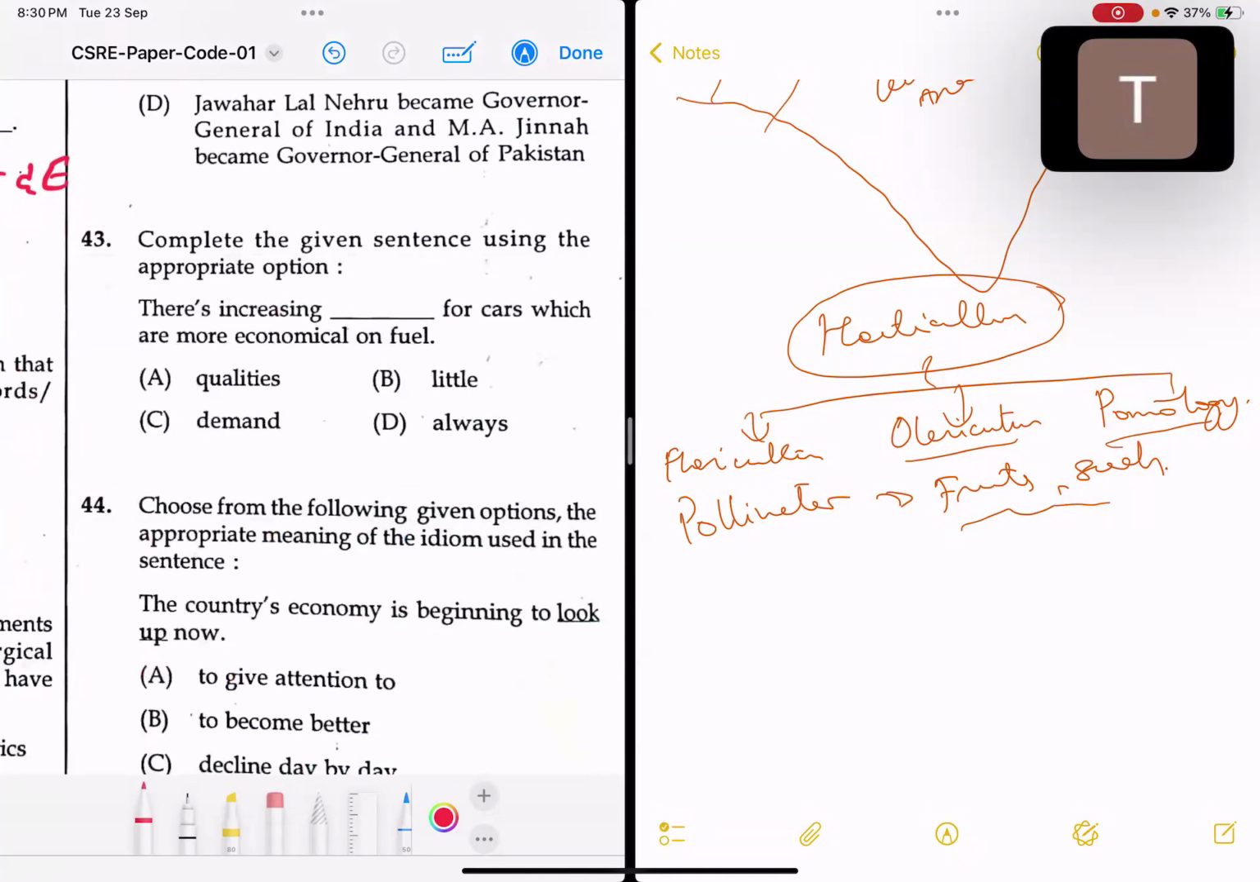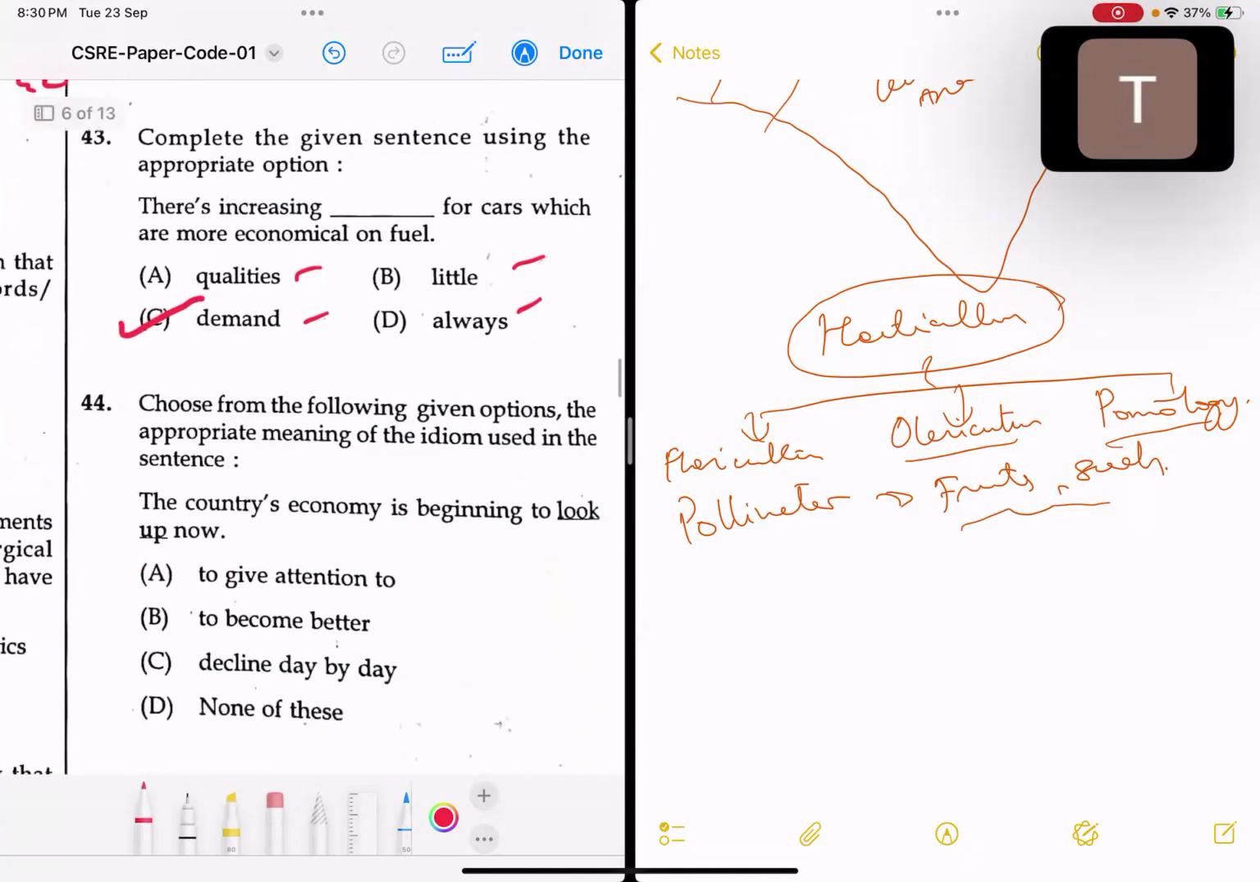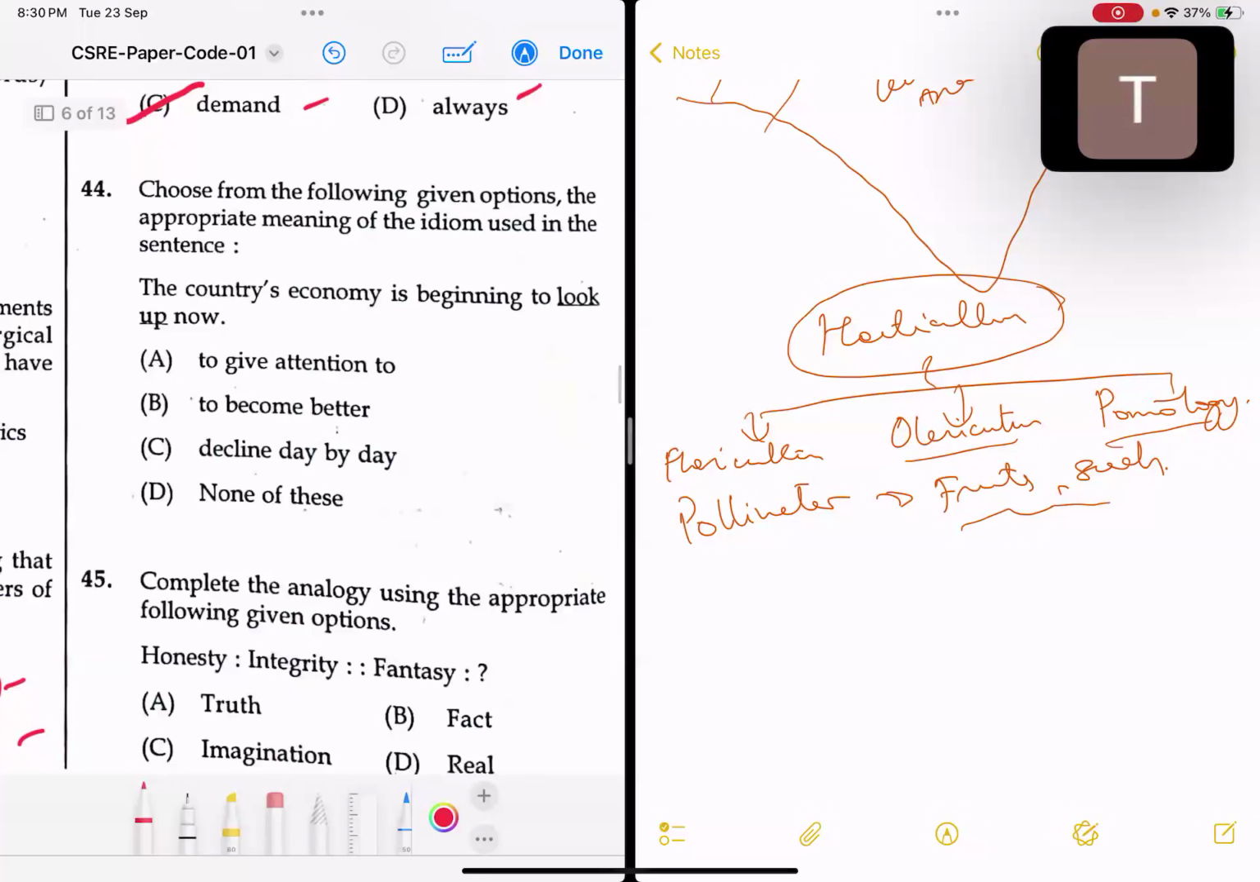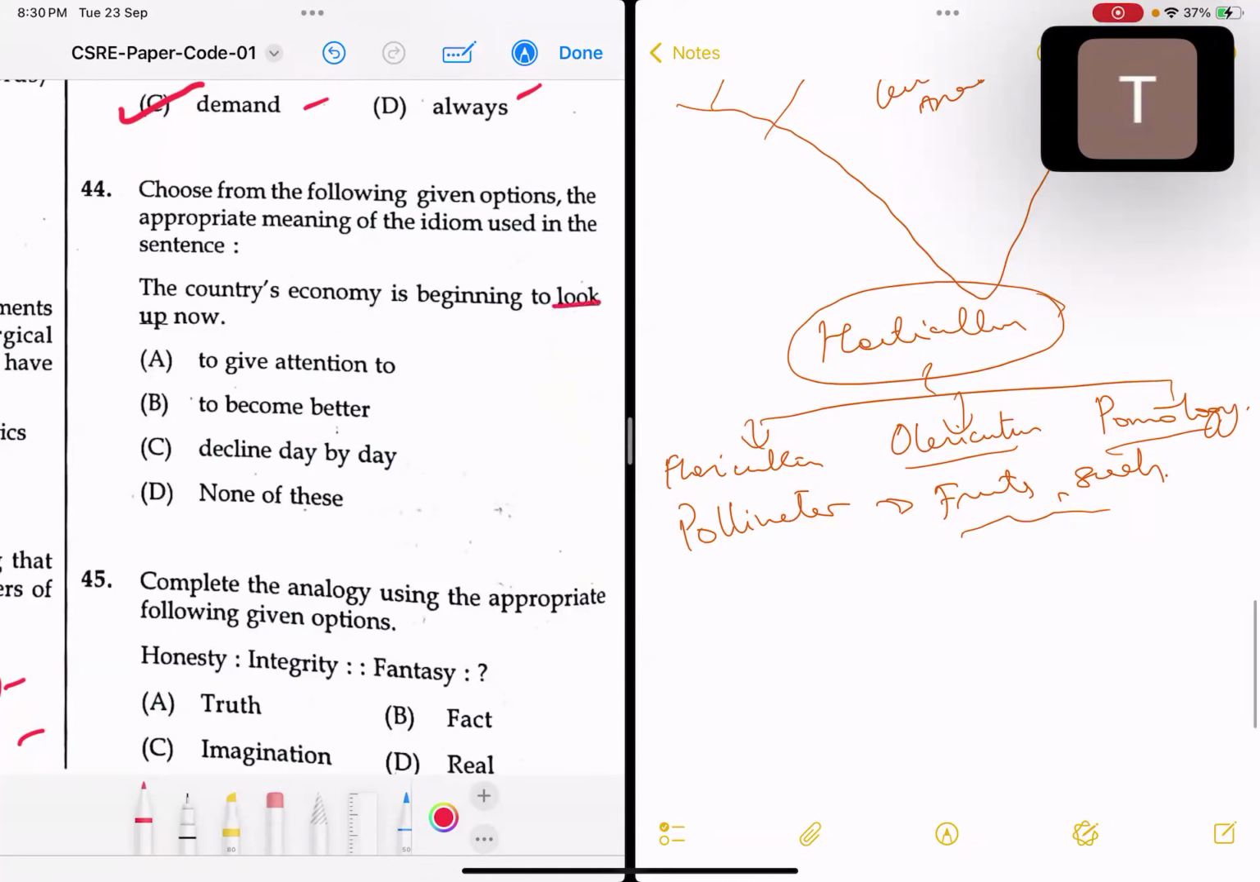Question number 43. Complete the given sentence using the appropriate option. There is an increasing dash for cars which are more economical. Now here you can also use the trial and error method. So the correct option is demand, right? Question number 44. Choose from the following given options the appropriate meaning of the idiom used in the sentence. The country's economy is beginning to look up now. Now we have to just look at the meaning of the phrase look up, okay? So when we say that the country's economy is beginning to look up now, it simply means that the country's economy is improving, right? Which means to become better, right?